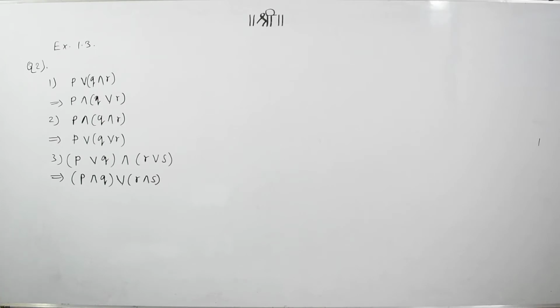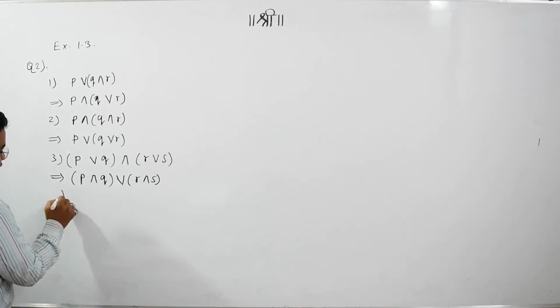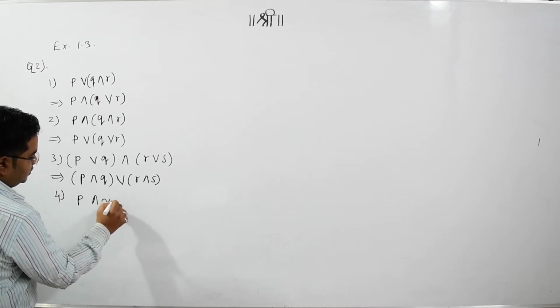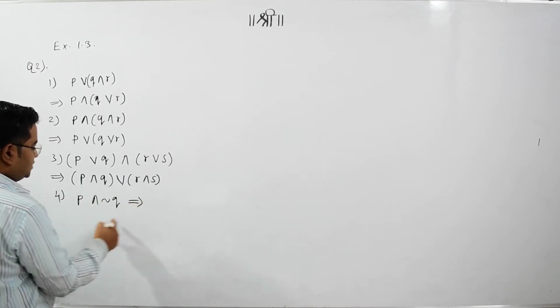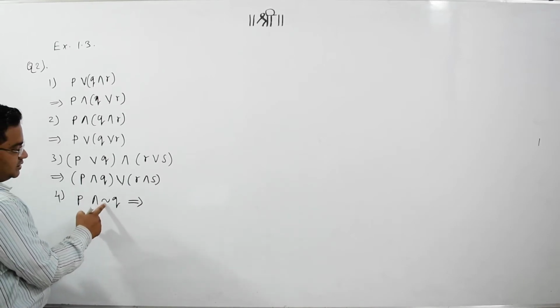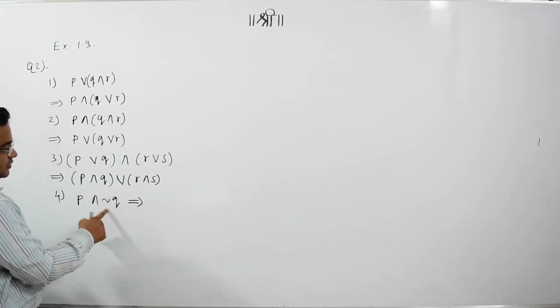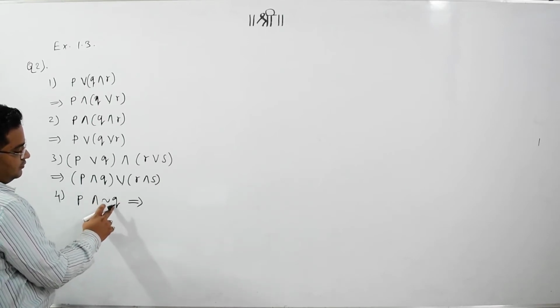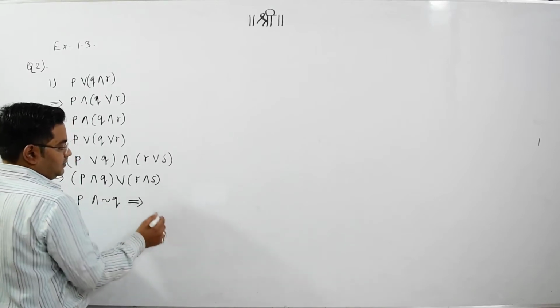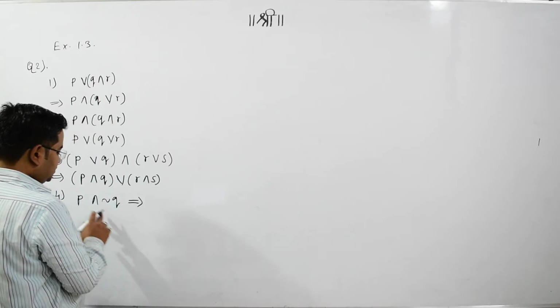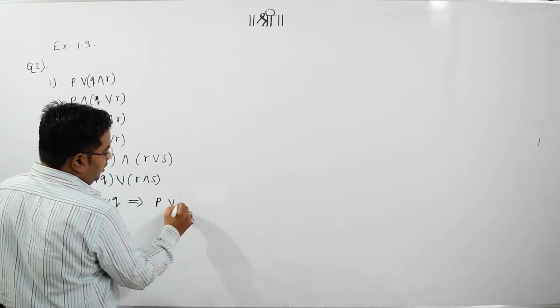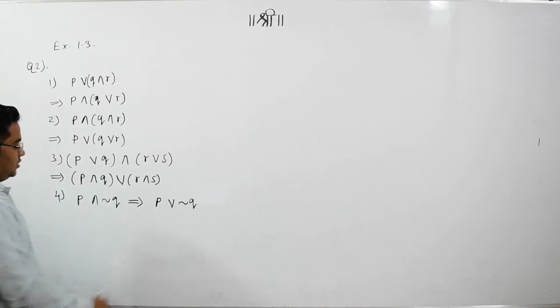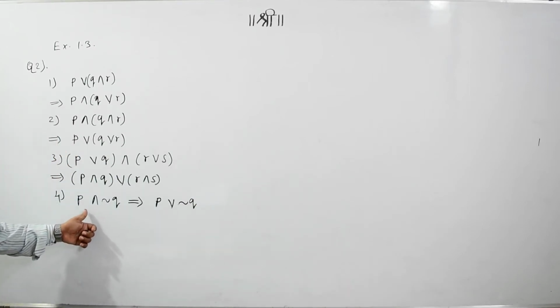Next case is what? The fourth one is P and negation of Q. Don't worry, just change only this sign without changing the negation of Q. We are not changing the negation of Q, we are just changing the and. So P or negation Q is the dual of this given statement. Look at it properly, most important step. Now next step.